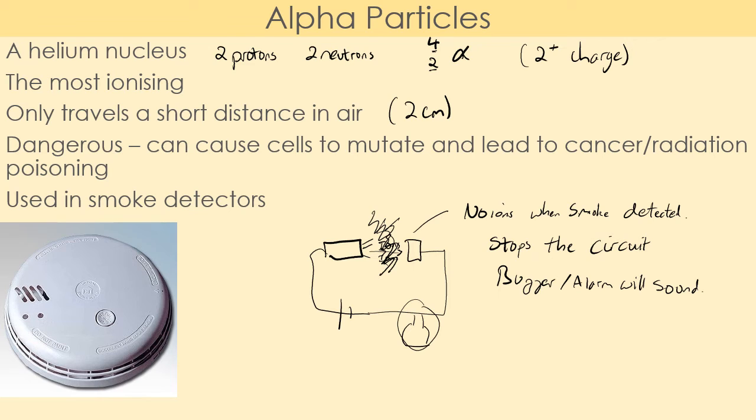So all your smoke detectors at home will have a radioactive source inside them. Now it's not dangerous to you because those alpha particles can't travel any more than a couple of centimeters. So they're not going to cause any harm to you, so you don't need to worry about it.